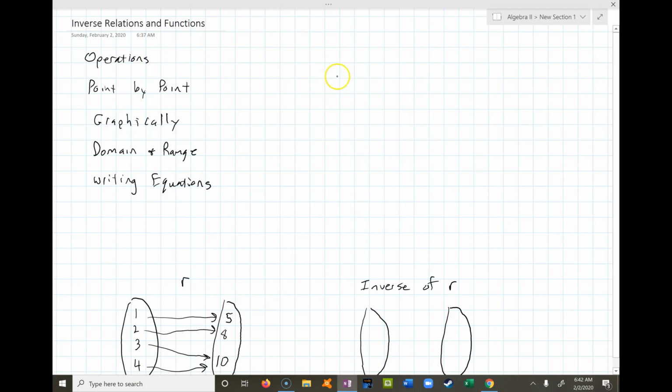For example, if I start with x and add 2, the inverse operation would be subtract 2. And the reason is because if you add 2 and then subtract 2, you get right back to where you started. So we started with x, added 2, then we subtracted 2, back to where we started.